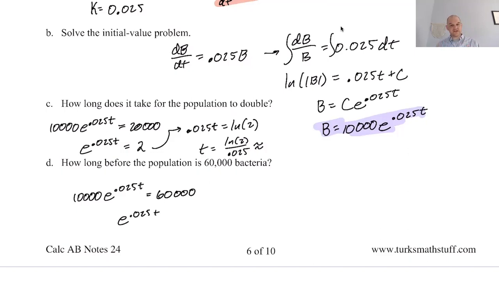You start to get this sense actually. Now it's going to be 60,000 divided by 10,000, right? So what if it went to 100,000? It would be 100,000 divided by 10,000, and you just keep getting the ratio on the right hand side. So this will just be 6. If it was 150,000, it would just be 15. And you just keep doing that. So 0.025t is the natural log of 6. So t is approximately the natural log. No, it's actually not. It's exactly the natural log of 6 divided by 0.025.